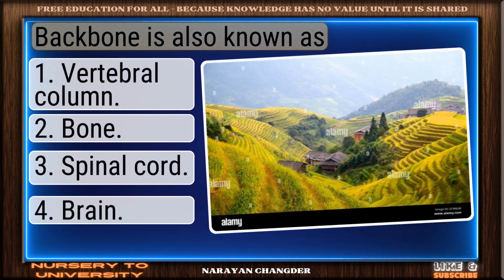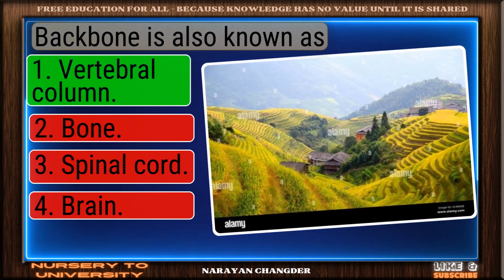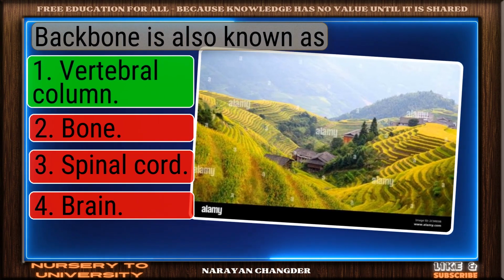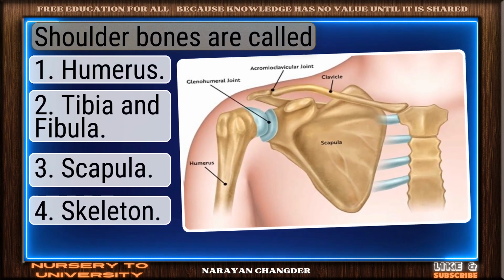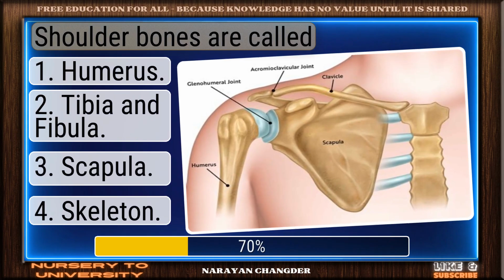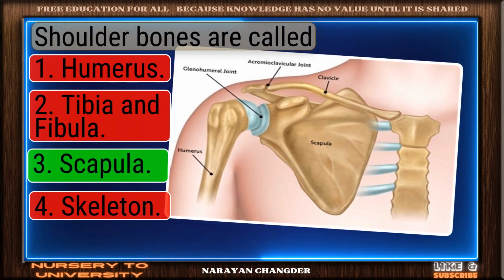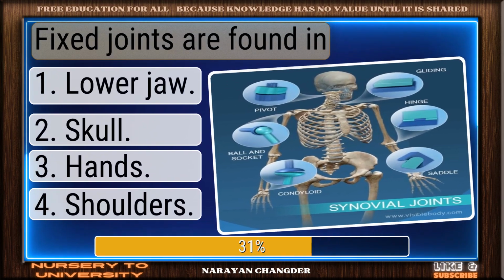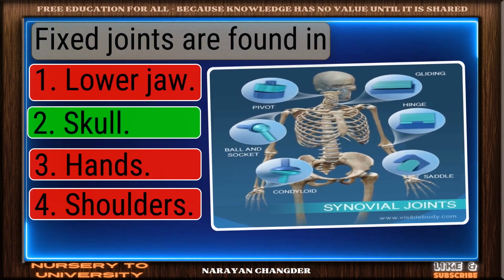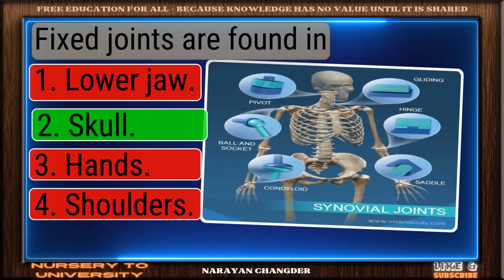Backbone is also known as. Excellent choice. Vertebral column is the right answer. Shoulder bones are called. Right again. Scapula is a valid answer. Fixed joints are found in. Exactly. Skull makes sense, and it is the right choice.